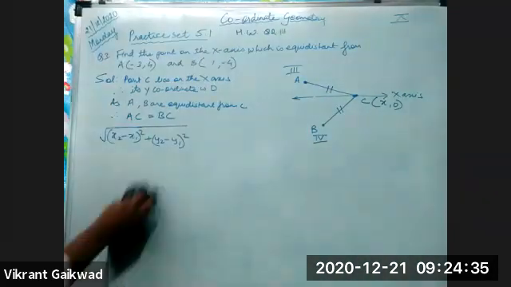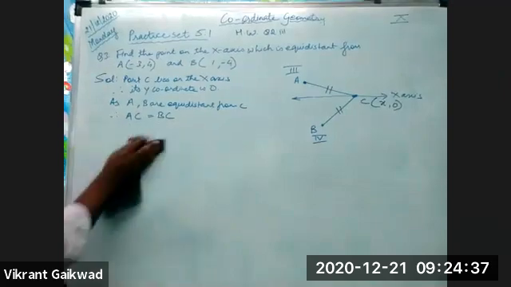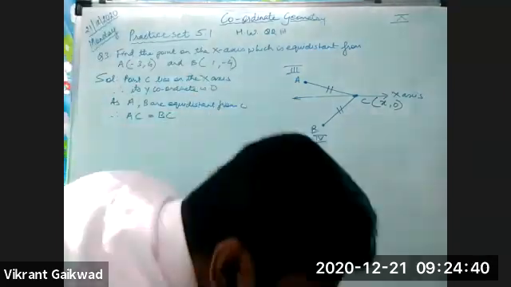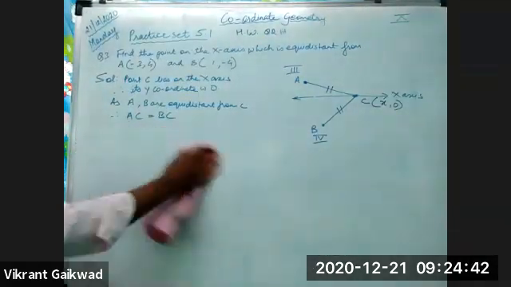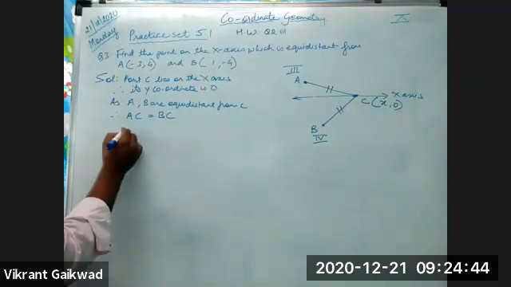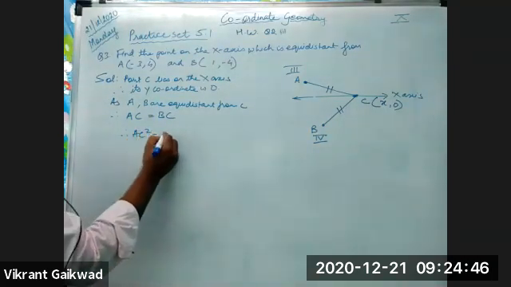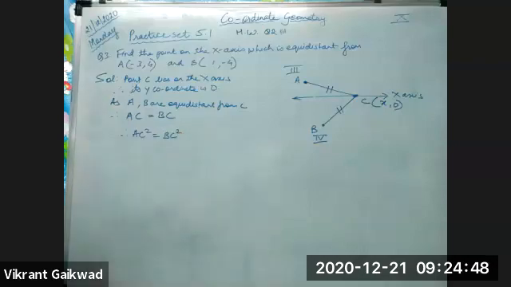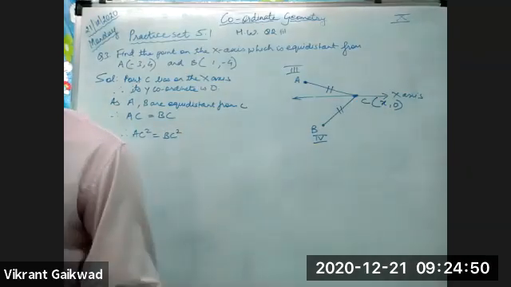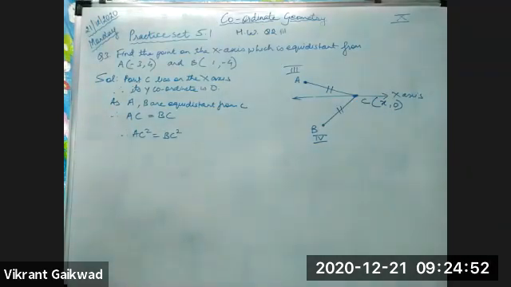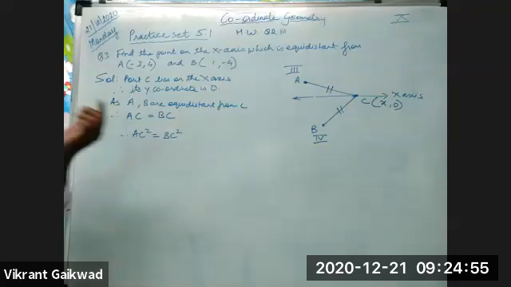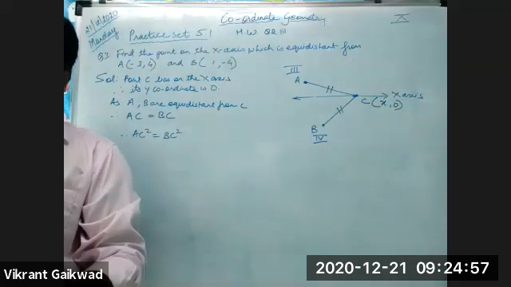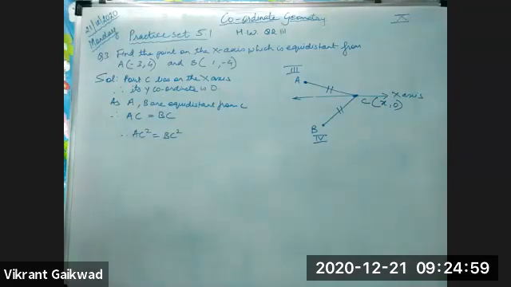What we'll do is, now if AC is equal to BC, that means AC square is equal to BC square. We're taking squares on both the sides. Understood? So when you square this, the root sign will go off automatically. Is this clear? So now we'll find distance of AC square.